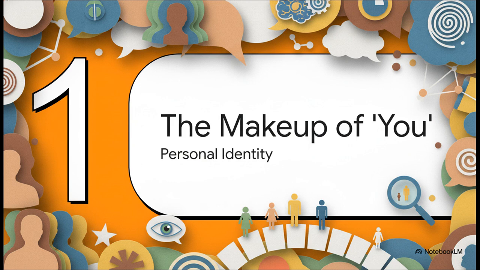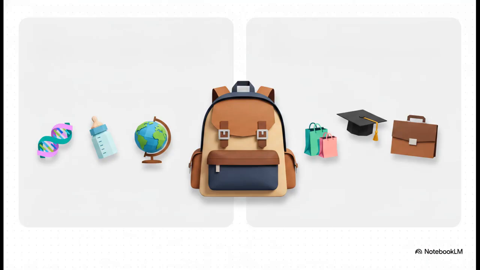Section 1, the makeup of you. To understand human society as a whole, we actually have to start at the micro level, zooming all the way in on the absolute most basic unit of any society: you. To start, we really need to talk about personal identity, which our sources simply define as how we see ourselves and how others see us. Now, your identity is split into two distinct categories: ascribed and achieved.